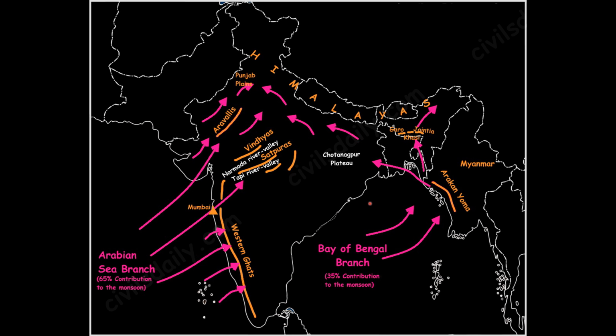Here, the branch splits into two under the influence of the Himalayas and due to the thermal low in northwest India. One branch moves along the Ganga plain towards Punjab, and the amount of rainfall goes on declining westwards. They get drier and drier as their distance from the sea increases.